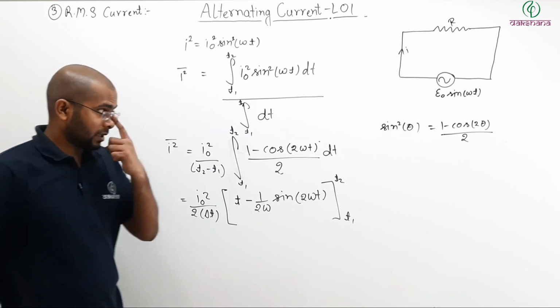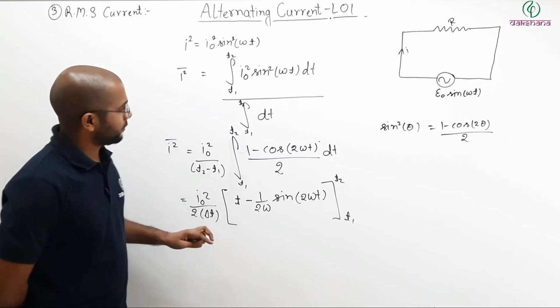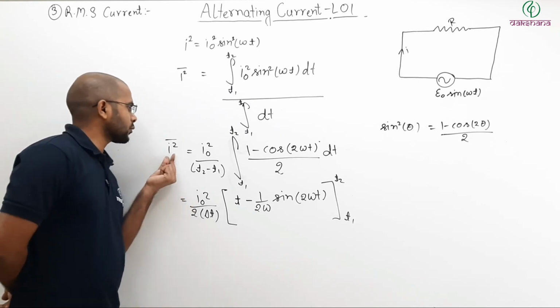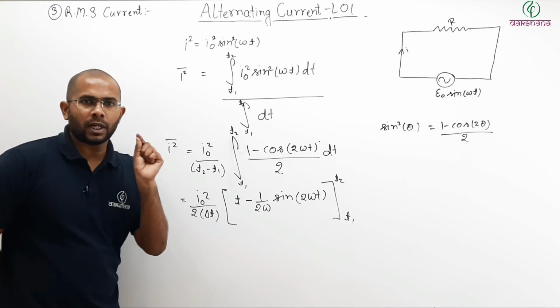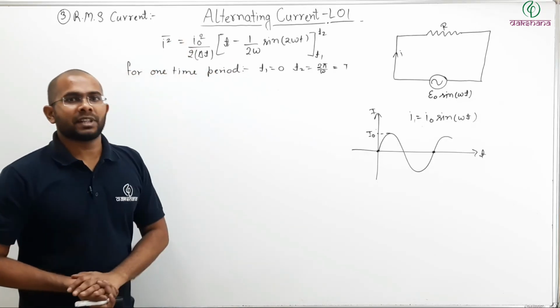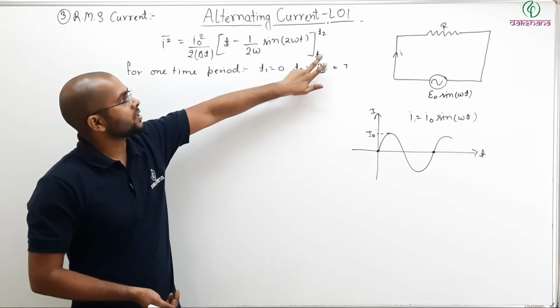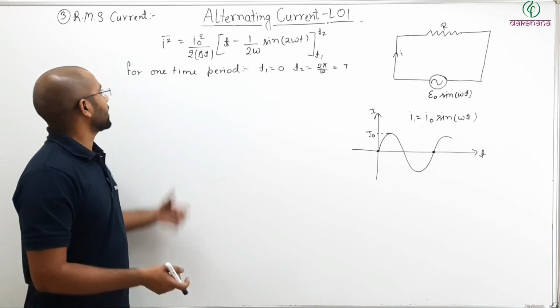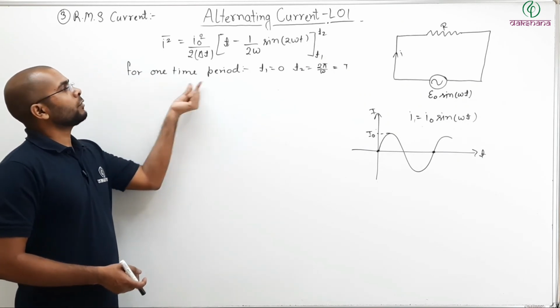Now what will it be for one time period? First pause the video, note it down, then we will solve what this I square average will be for one time period. So this is your I square average for a given time interval starting at t1 and ending at time t2. Now what if that time interval is one time period?